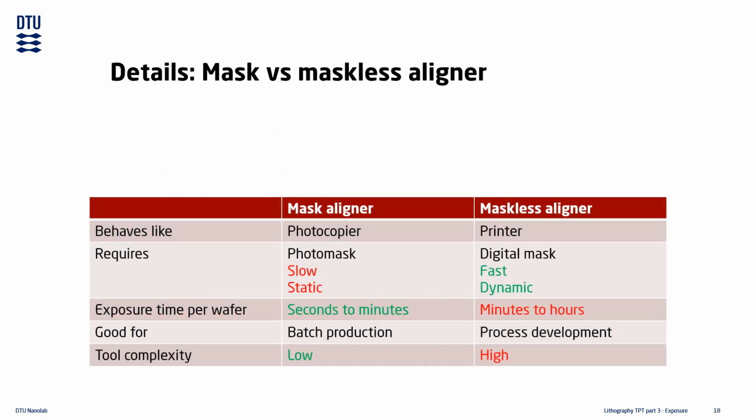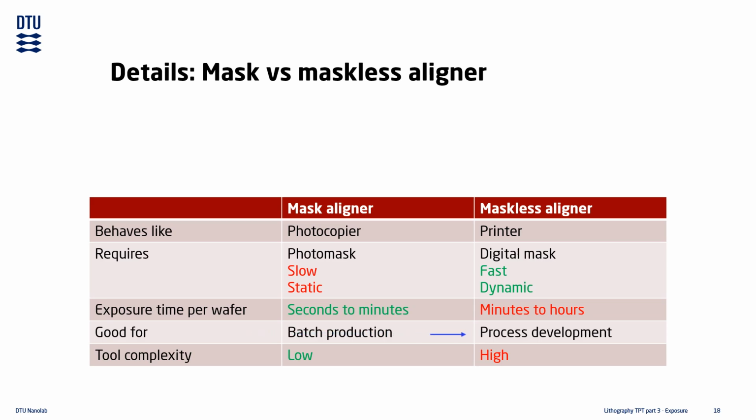Summarizing the main differences between the mask aligner and the maskless aligner, we can say that the mask aligner works more like a photocopier, where the maskless aligner works more like a printer. The mask aligner requires physical masks, which are slow to get and cannot be changed, whereas the maskless uses digital masks, which can be changed whenever needed and potentially without any cost. The exposure time in the mask aligner is short, taking only seconds to minutes, while it is minutes to hours in the maskless. This is reflected in the fact that the mask aligner is often better for batch productions, where the maskless is often better for process development.